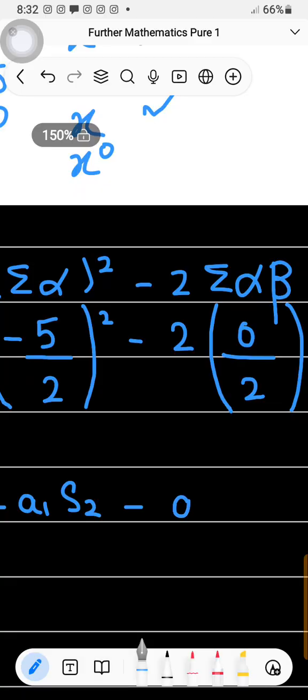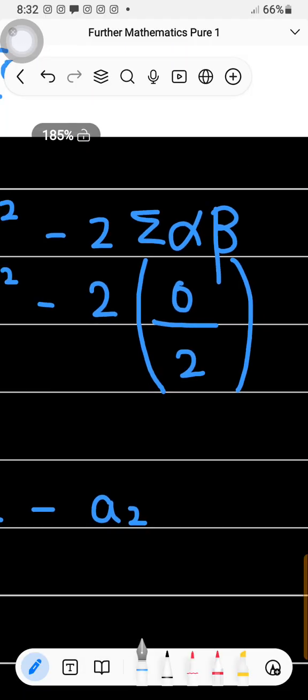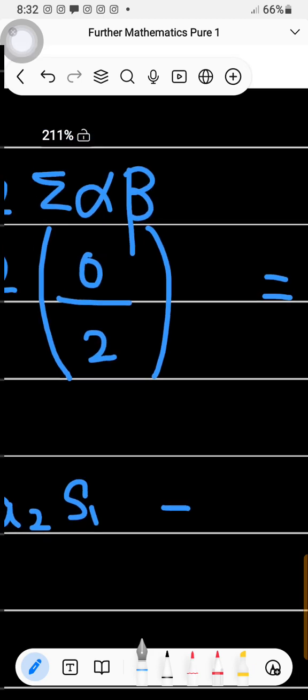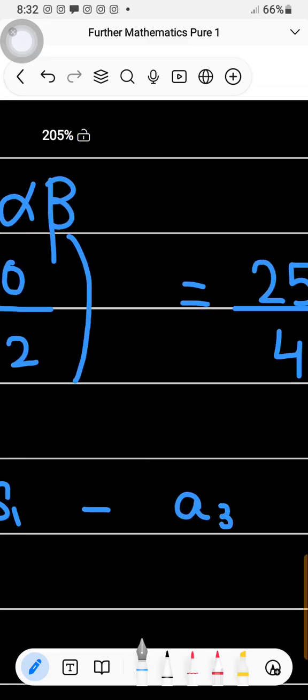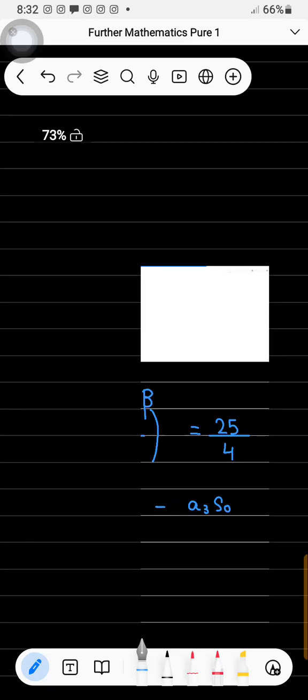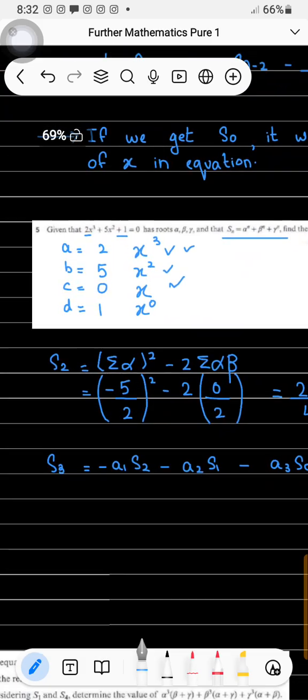Then minus a2. Then Sn minus 2 becomes S3 minus 2, which is S1. And then there is a3, Sn minus 3, which is S3 minus 3, which becomes S0. Okay.